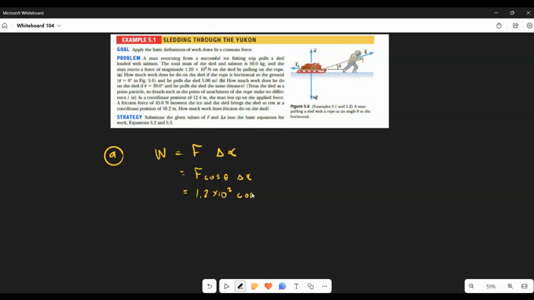Cos of 0, I think cos of 0 is going to be 1. And in this case, he's pulling it for 5 meters, I believe. Right? I'd like you guys to give me the answer. You guys can calculate it for me. That's why you're here. I hope you guys can all see this.